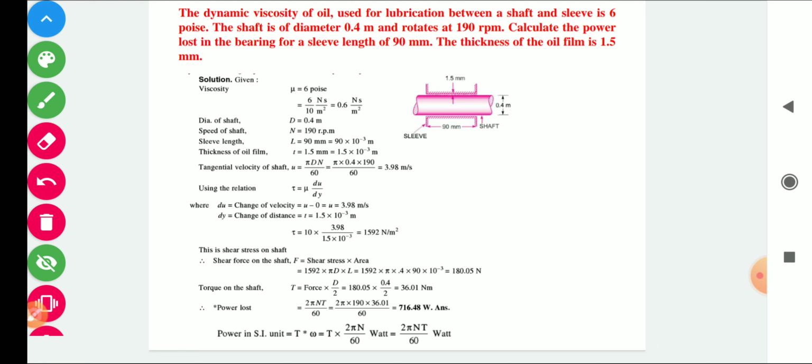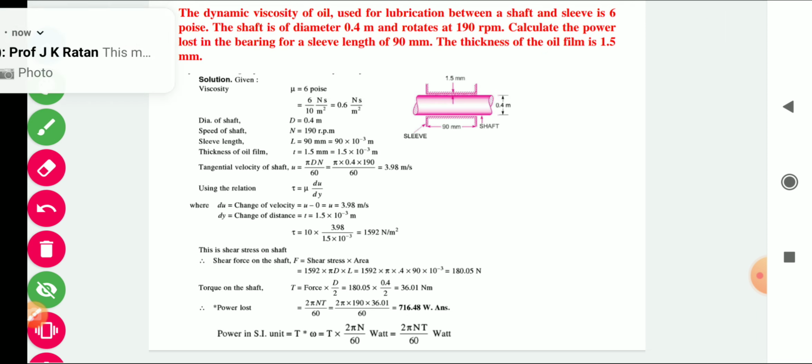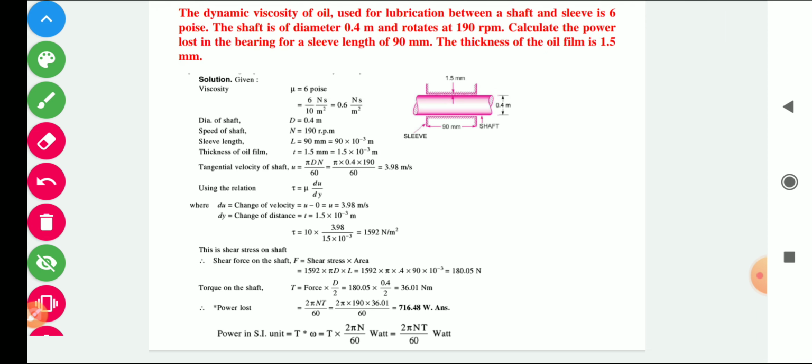Now again we can use Newton's law of viscosity. Now the du: the shaft is moving with a velocity of 3.98 meter per second, and the sleeve is stationary. So du will be equal to 3.98 minus the velocity of the sleeve, that is equal to 0. So u minus 0, then du will be equal to 3.98 meter per second.